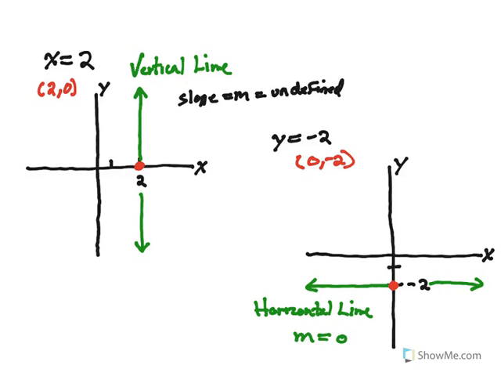So anytime you see y equals something, it's going to cross the y-axis. And that's a horizontal line, has a slope of 0. Vertical line, anytime you have x equals something, it's a vertical line, it's going to cross the x-axis, slope is undefined. So I just wanted to clarify that when you do these.